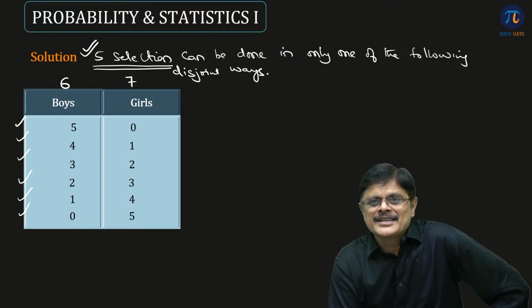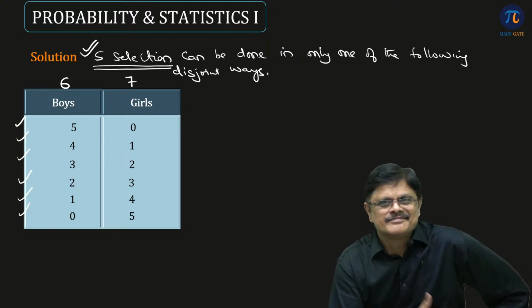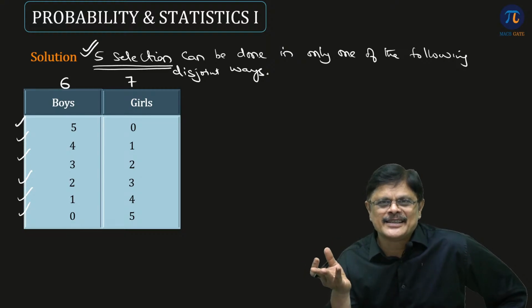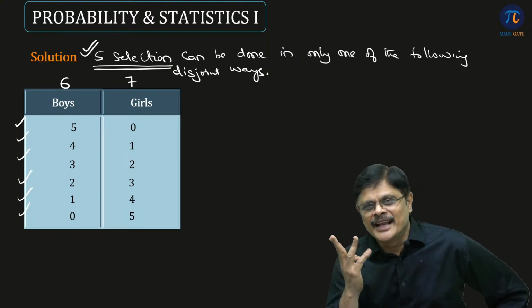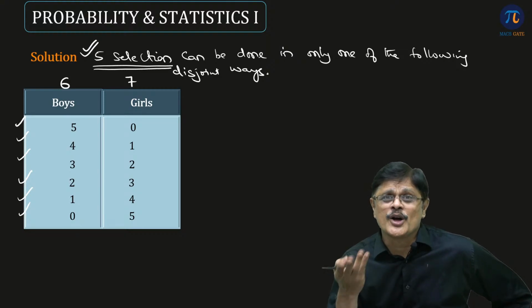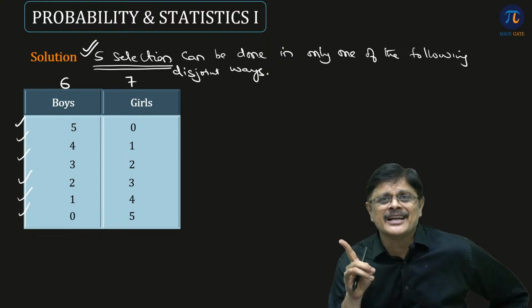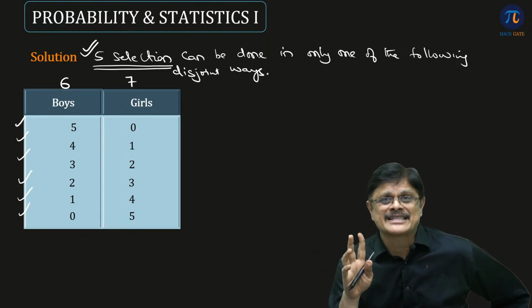Can you do it like this? 2.5 men and 2.5 women can be selected? It is illogical. Am I clear? It is illegal. It is not possible like that. If you want to make a 5 selection, the number of boys and the number of girls which you select must be an integer, a non-negative integer value. Am I clear? So only these are the ways in which you can make that 5 selection.